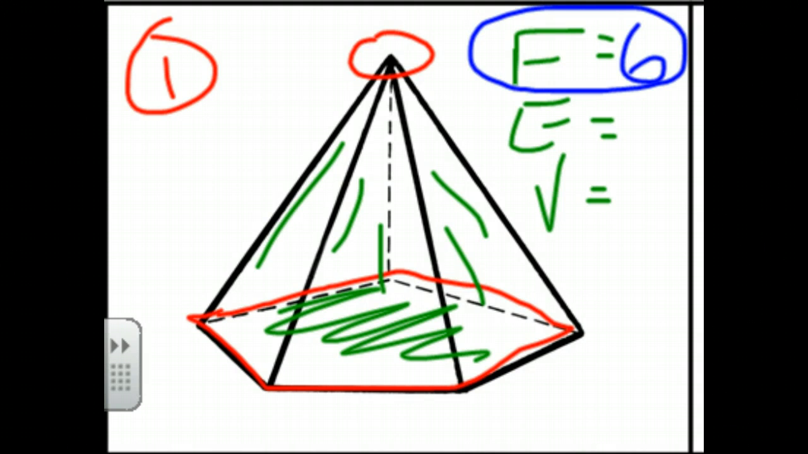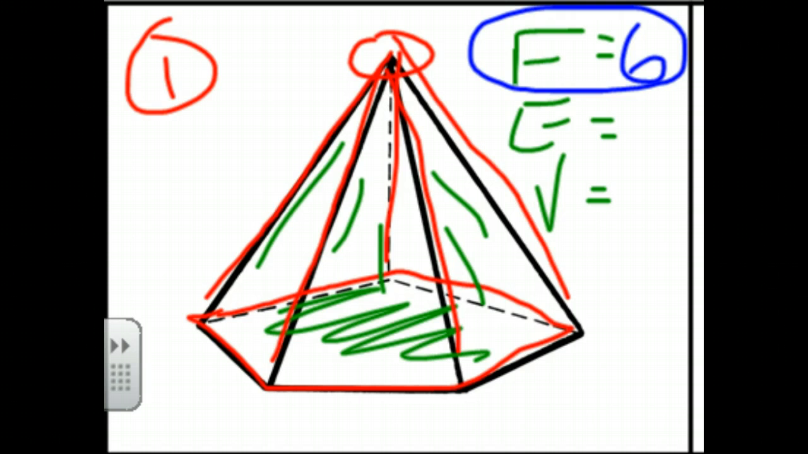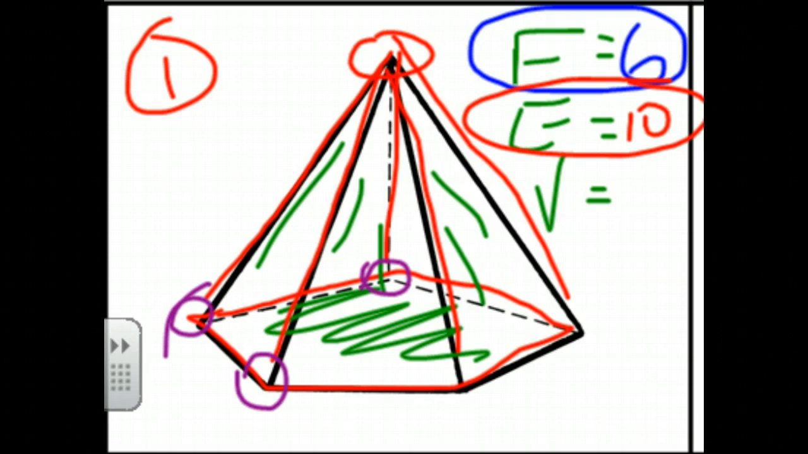Now there are 5 edges to the pentagon, which are already outlined in red, and each of the edges between triangular faces that reaches up to the apex is also an edge. So there are 5 going up to the apex, and there are 5 in the pentagon, so that is a total of 10 edges. And finally, there are 5 vertices on the pentagon and 1 at the apex, for a total of 6 vertices.